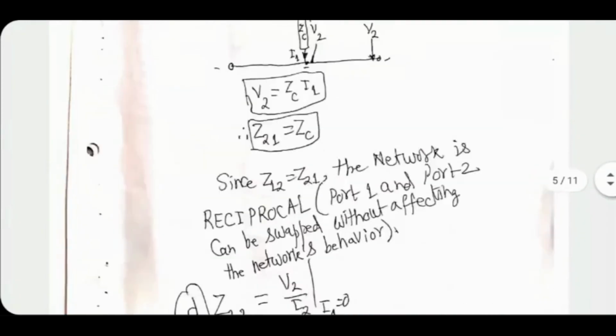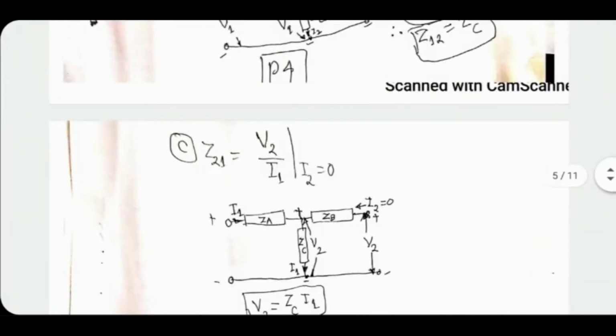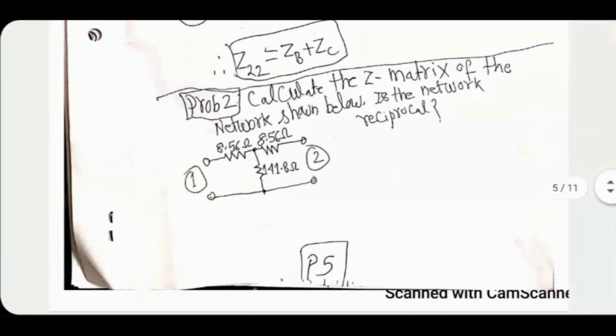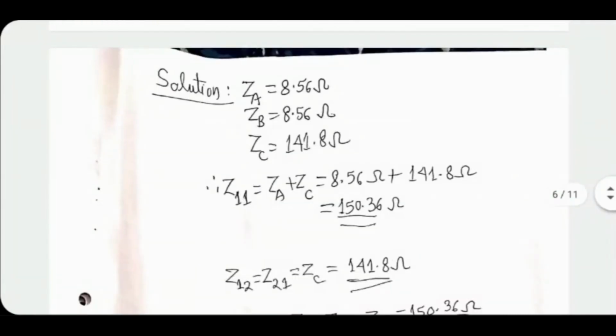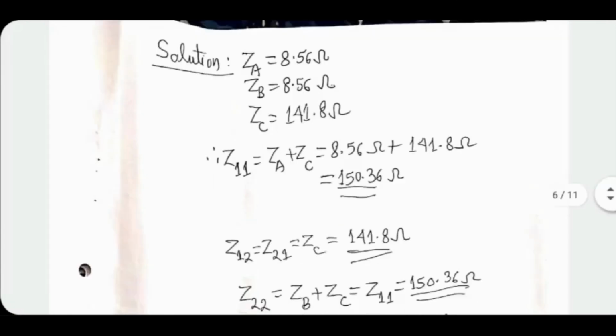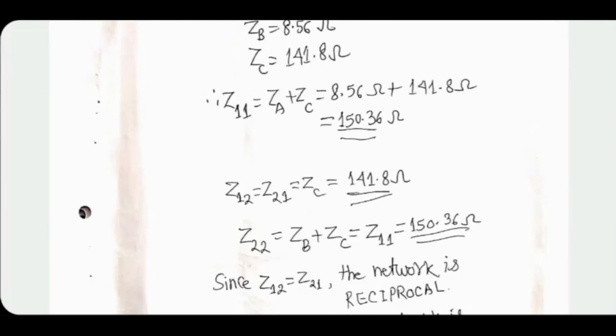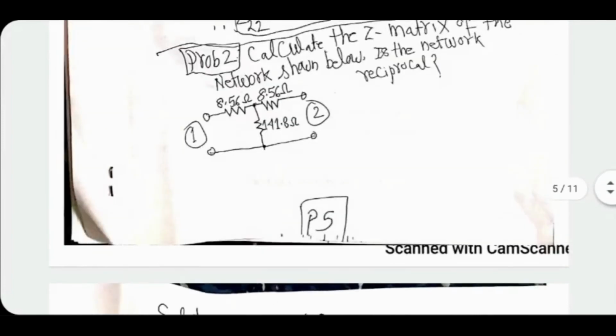ZA is 8.56 ohm, ZB is also 8.56 ohm, ZC is 141.8 ohm. So using the results from the previous problem, I'm able to write Z11 as 150.36 ohm, Z12 and Z21 both equal to 141.8 ohm, and Z22 equal to 150.36 ohm. Note that Z11 and Z22 are not equal. Sorry, they are equal. So it's a symmetric network, this particular one, because both the series resistances are equal. That's why the symmetricity is there.